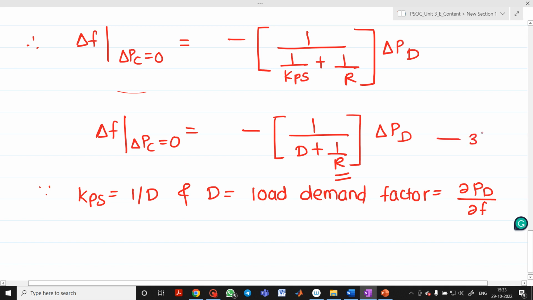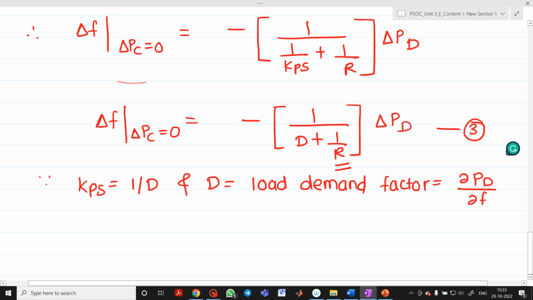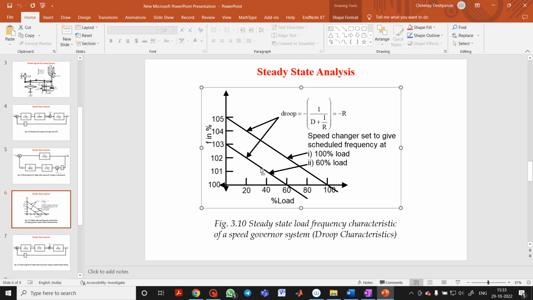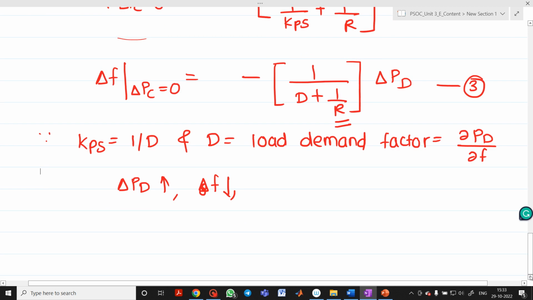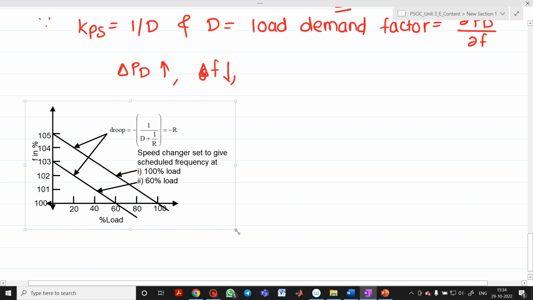I will take this as equation number 3. So the linear incremental relation can be applied to equation 3 from no load to full load. Now I am going to draw this diagram. What is the relation? When delta PD increases, there will be a change in frequency, or you can say frequency decreases. So if I plot a graph, I will get this particular graph. Instead of drawing it, I will copy it here.